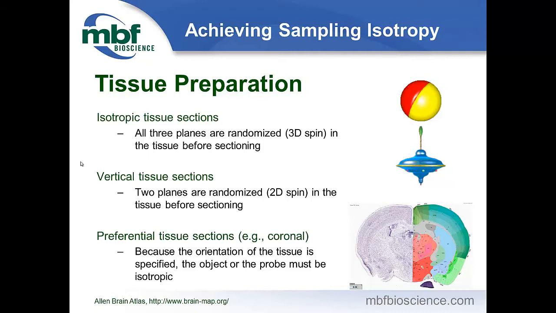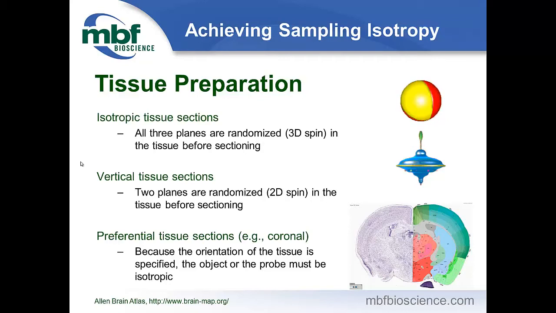Another method is to section your tissue using vertical sectioning, and in this case 2 planes are randomized using a 2D spin of the tissue prior to sectioning. So that's why we have the icon of the top, spinning around, randomizing in 2 dimensions. A lot of organs kind of lend themselves to vertical sections because they have a naturally occurring horizontal plane. For instance, skin can be stretched out, and then you can take a piece of the skin and rotate it randomly. That will randomize 2 planes of the tissue. That's a vertical section. Right.